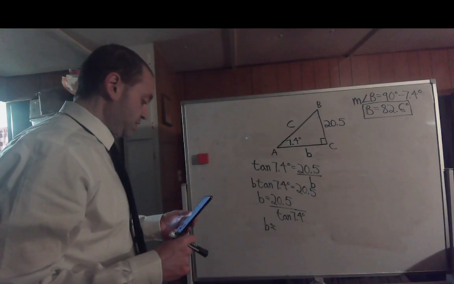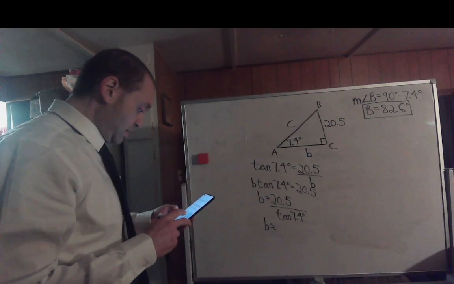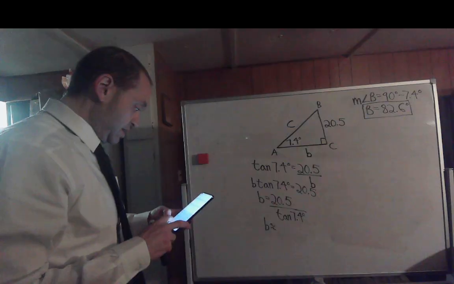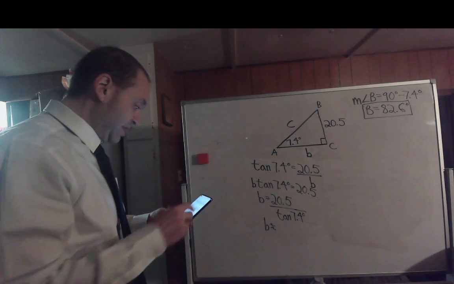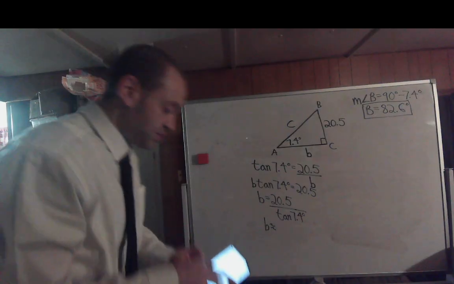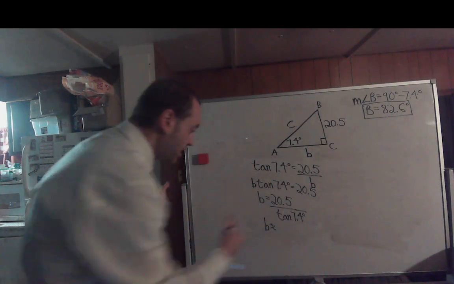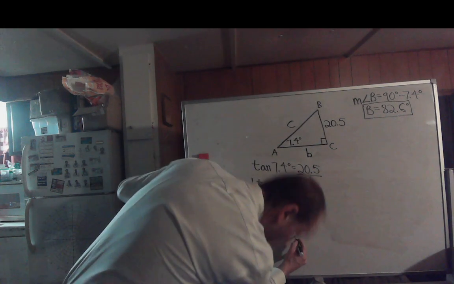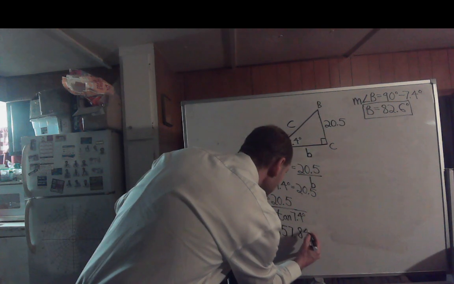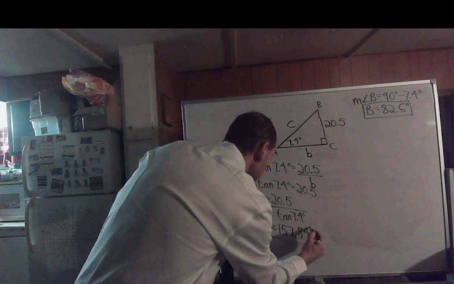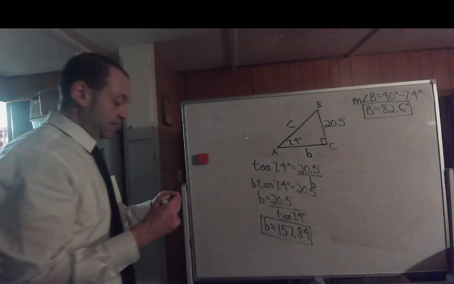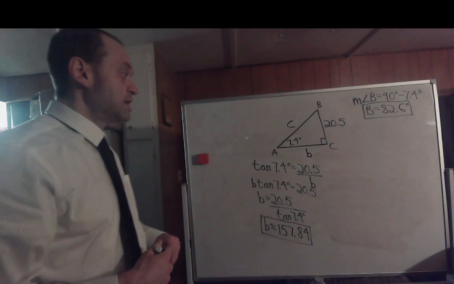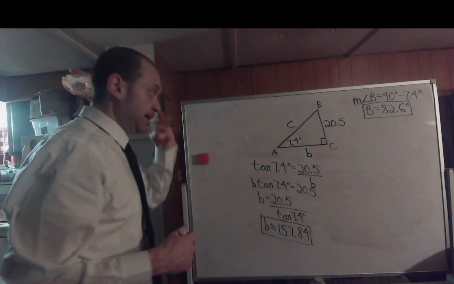So let's deal with all this. Alright, so the tangent of 7.4 degrees, and then let's take 20.5, divide by that answer. To 2 decimal places, you get approximately 157.84 units. So side B has a length of approximately 157.84 units. Now let's go for side C.